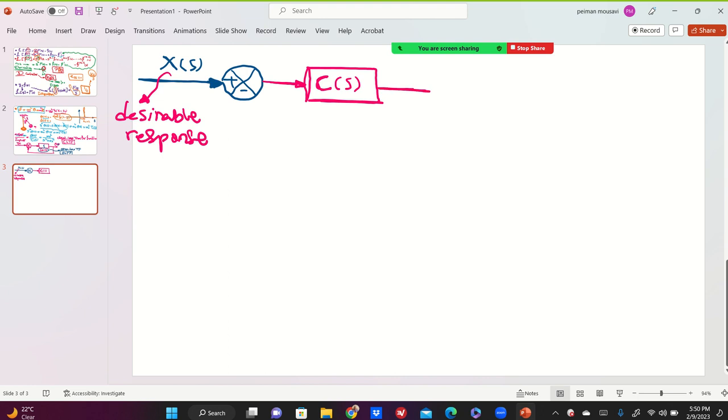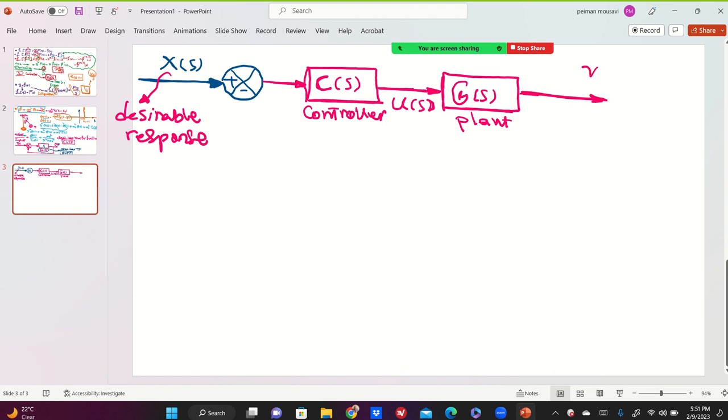This controller sends a signal, U of S, the control signal, to the plant, to the open loop transfer function of the plant, G of S. This plant can be your car, the room, a robot, a satellite, an airplane, your body, whatever is moving or static that you want to control. This is the plant. This is the controller. Then this plant, using this control command, sends a real output of the system. I will name it Y of S.